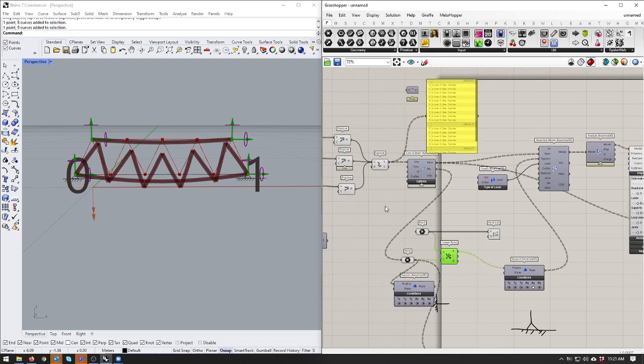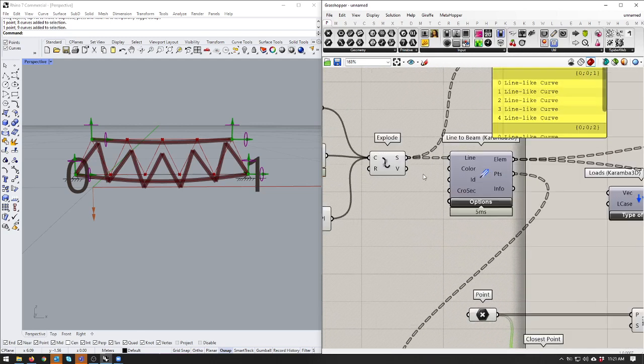So in this particular case, it is actually appropriate to flatten the explode as it comes out, so that we are making sure that the structural model that we've drawn is being understood as a single element structural model.